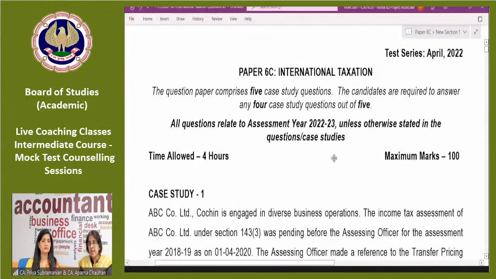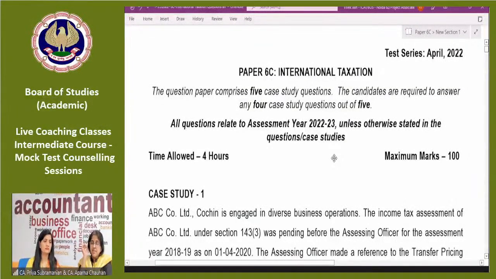Initially itself, do the reading properly. Read the questions. The questions might give you a better idea, because the case study will be filled with facts. And when you're doing the initial reading, you might not be able to make out from the facts whether you're comfortable with the questions to be raised. So the questions are more important. Spend more time on the questions, see whether you're comfortable with them, and go ahead and answer the case study.